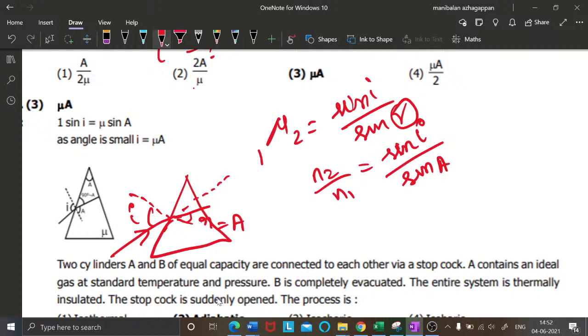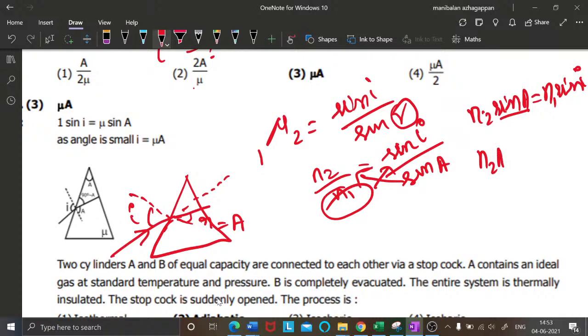The first medium is air, so its refractive index is going to be 1. Air refractive index is 1. So we can do the cross multiplication: n2 times sin A is equal to n1 times sin I. It's very simple. Sin theta will be theta when the angle is small. So sin I will also be I, and sin A will also be A.